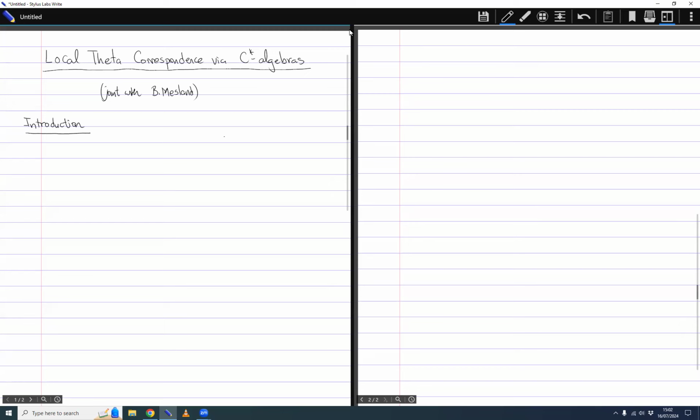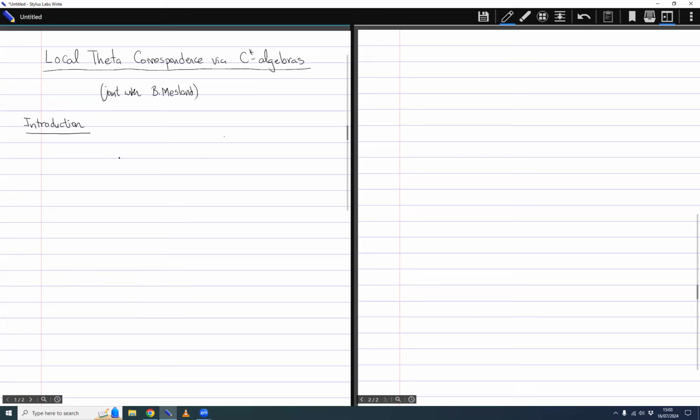And yeah, so local theta correspondence and C-star algebras. I believe theta correspondence is very familiar to this audience, and C-star algebras are probably not much. But I won't get into the technicalities of the C-star world. We're going to be thinking of C-star algebras, at least the ones that we will use, as kind of buffed up versions of group algebras. Before I start, this is joint work with Bram Mesland, and let me make an introduction.